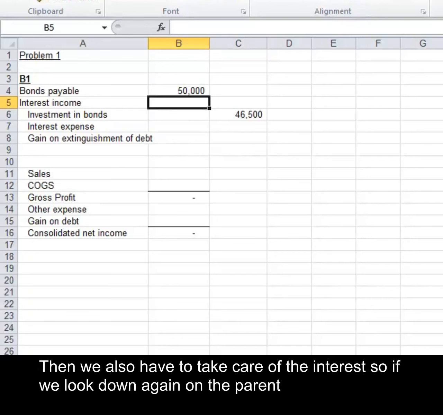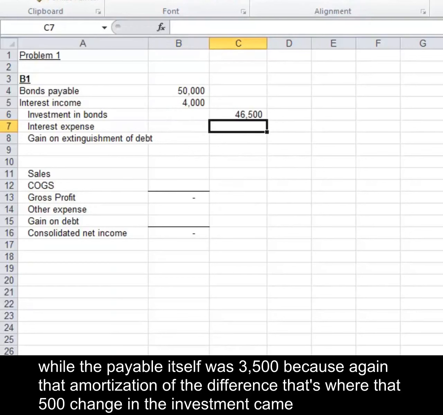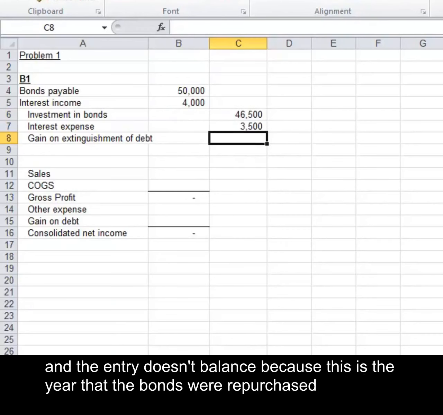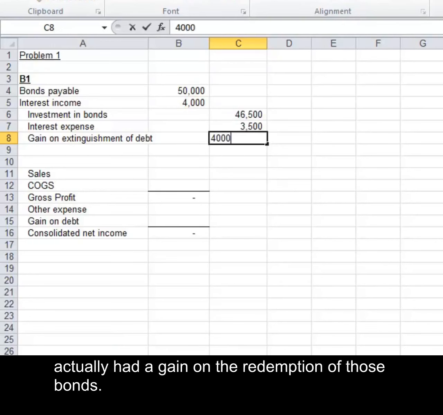Then we also have to take care of the interest. So if we look down again at the parent, we see the parent had income of $4,000 while the payable itself was $3,500, because again that amortization of the difference, that's where that $500 change in the investment came from. And the entry doesn't balance because this is the year that the bonds were repurchased. And from the text material you see that $50,000 of bonds were redeemed for $46,000, so we actually had a gain on the redemption of those bonds.